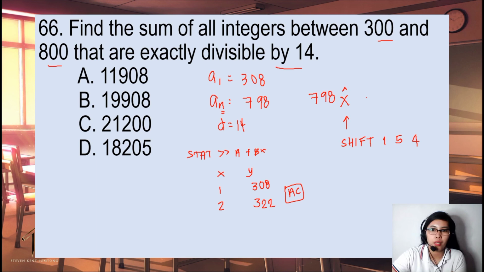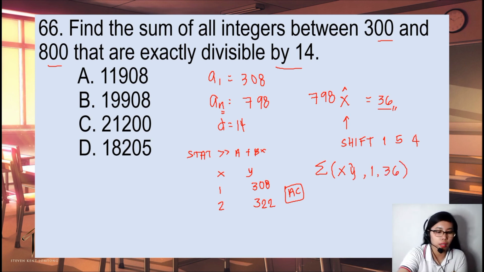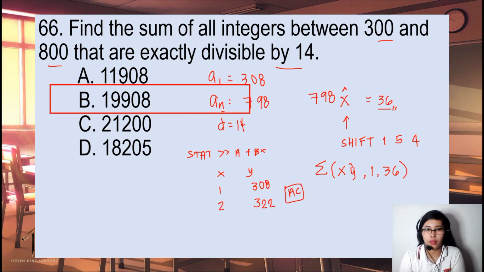Yan, so 36. Since you have the n na, you can proceed with the summation kasi yun yung hinahanap natin, the sum of all integers. Summation of x, y hat from 1 to 36. Okay? And our answer would be 19,908. Okay? So, yun.